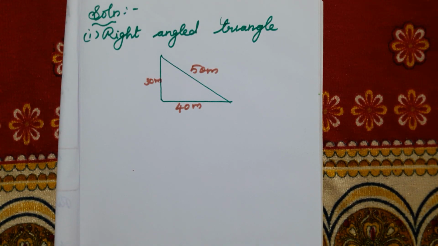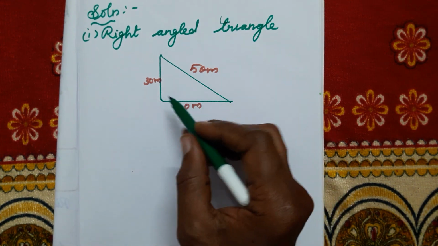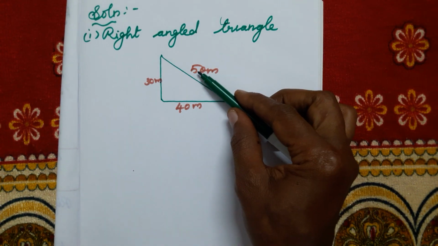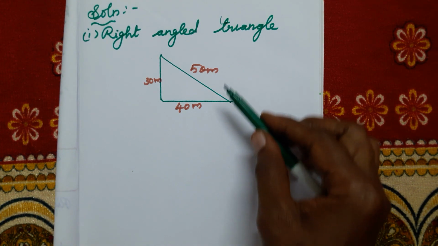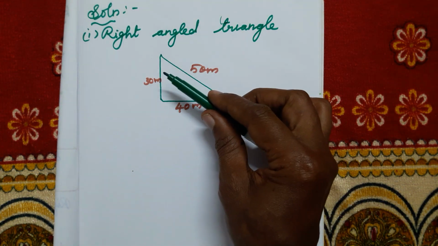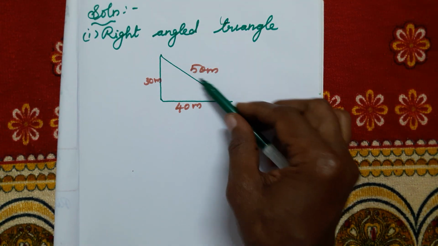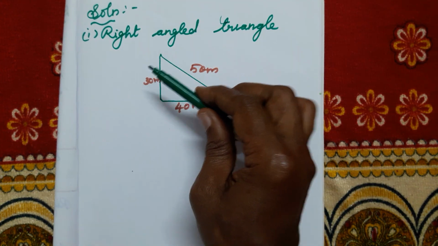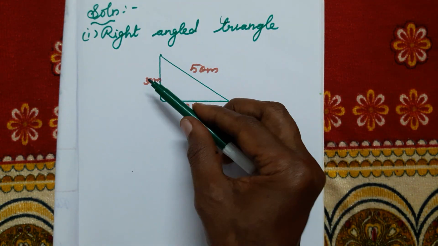First we can take the right angle triangle plot. Here, what is the measurement? 30 meter, 40 meter, 50 meter. You know that the hypotenuse is the longest distance, isn't it? So 50 meter. Here, 30 meter and 40 meter you can take either way.